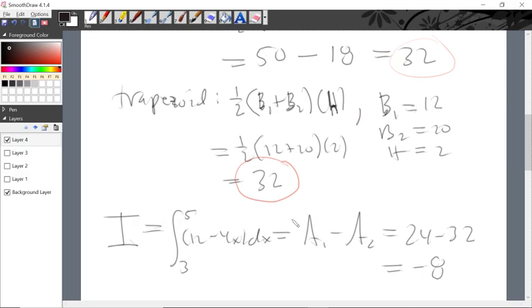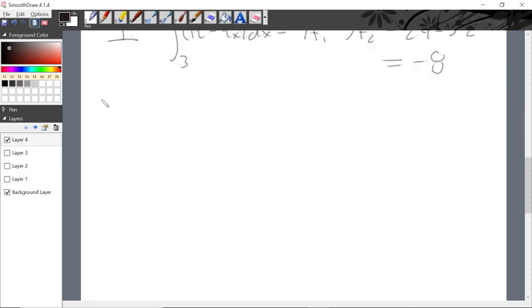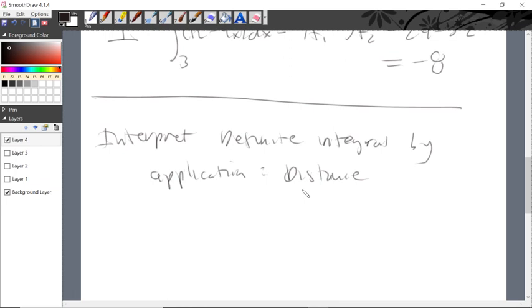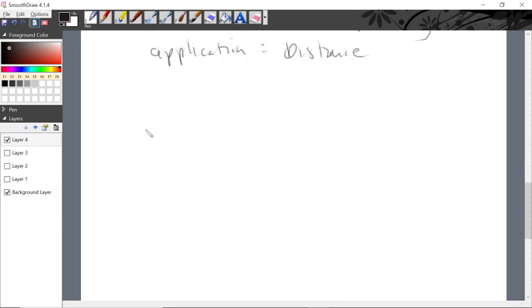Now, one last thing I want to take a look at in this section is an interpretation. Interpret the definite integral with respect to an application, and the application is distance. We'll recall from section 5.1 that the area under a velocity curve is interpreted as distance.